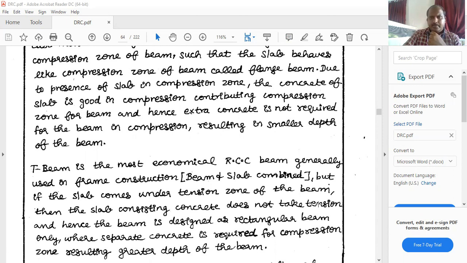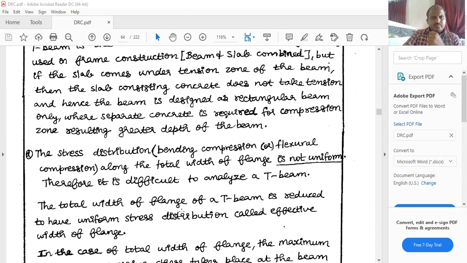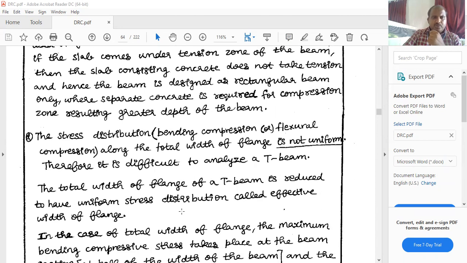but if the slab comes under the tension zone of the beam, then the slab concrete does not take tension and the beam is designed as a rectangular beam only, where separate concrete is required for the compression zone, resulting in a greater depth of the beam. So it is an important part of the design of beam.